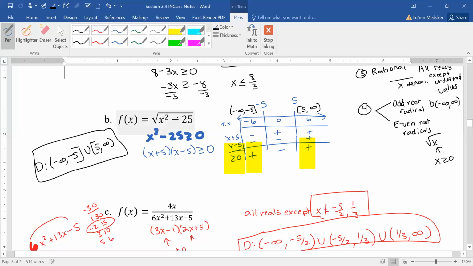If you actually type this into Desmos, which is a graphing tool you can use, it's a free graphing tool if you ever want to check something. Obviously, you still have to show your own work, but if you type that into Desmos as square root of x squared minus 25, you'll see the graph only exists to the left of -5 and to the right of 5. There is no graph in between.